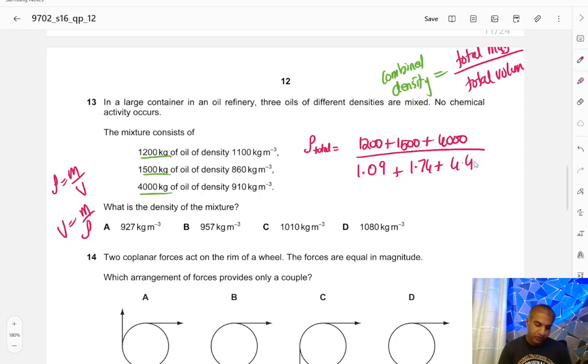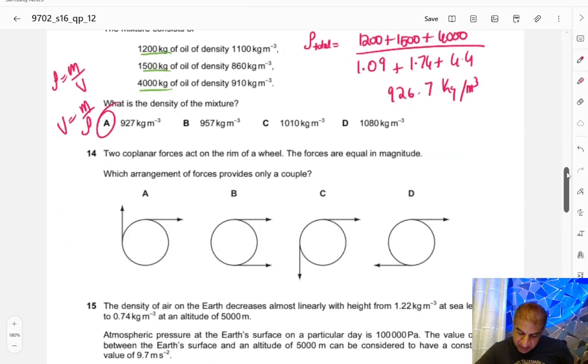And finally, (1200 plus 1500 plus 4000) divided by (1.09 plus 1.74 plus 4.4). And that gives me 926.7 kilograms per meter cubed. So that means the closest value, rounding it off to three significant figures, is A. So A should be the right answer. Let's move on to the next part.